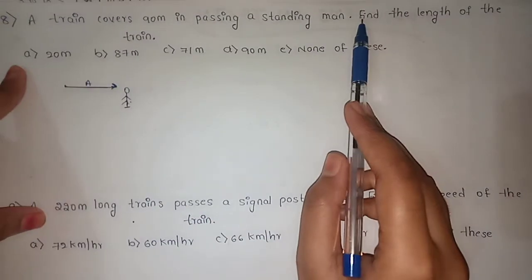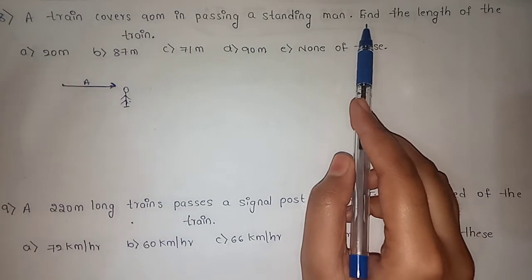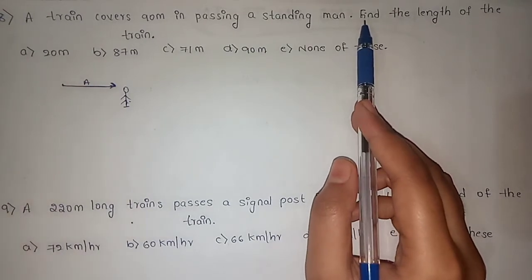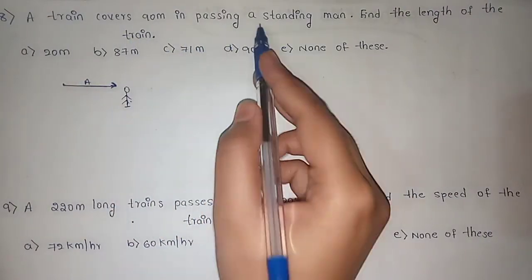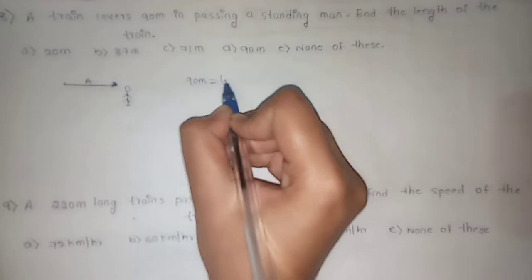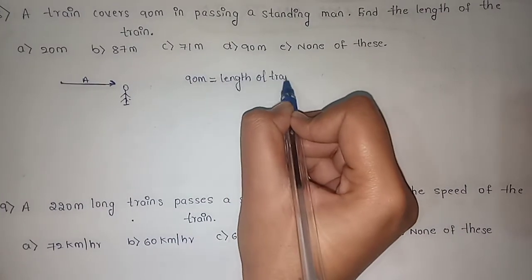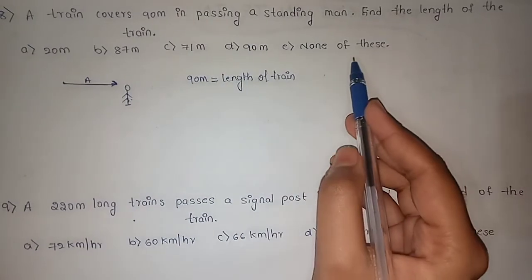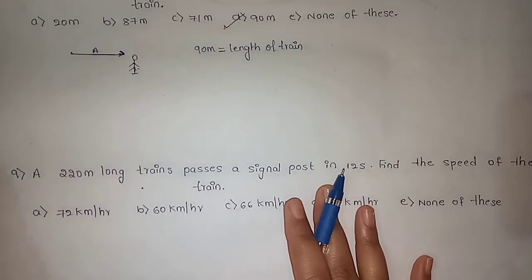Now, I told you the length of the train is equal to the distance covered by the train while passing any small objects of negligible length. So here the train is covering a distance of 90 meter. Distance is equal to length of train, right? So option D.